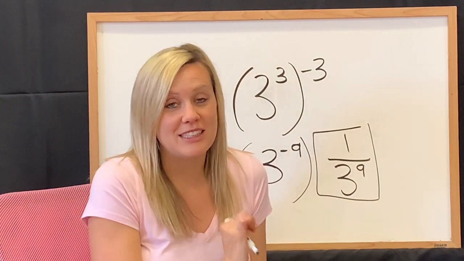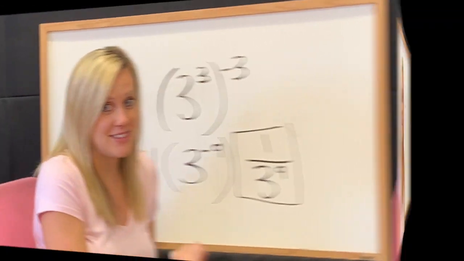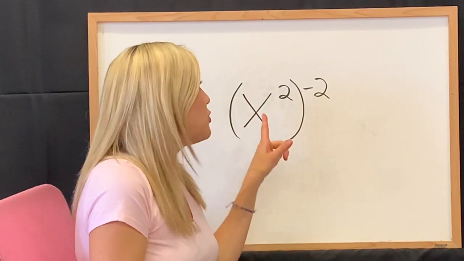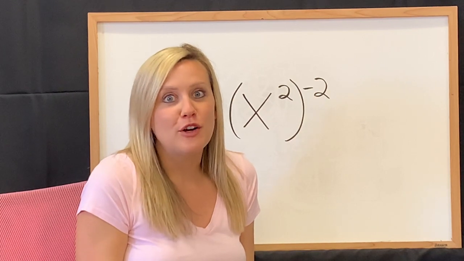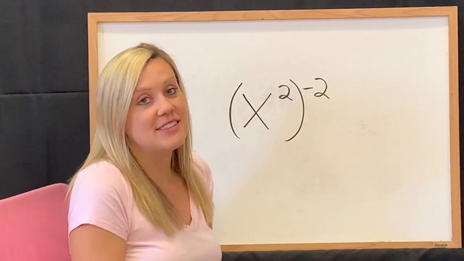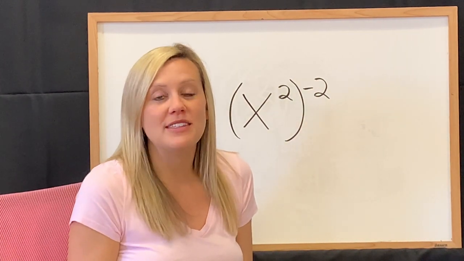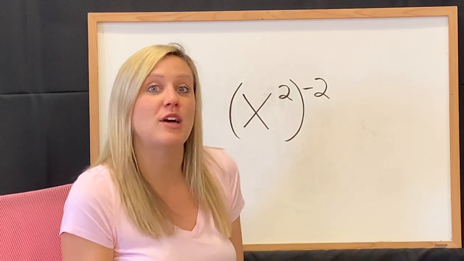Okay, let's do a couple more with negatives. Here we have x squared to the negative 2nd power. So try this one on your own. I know it's a letter instead of a number, but I think you can still remember the pattern and try it.